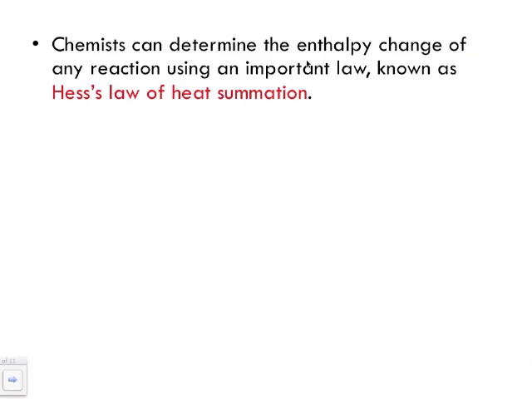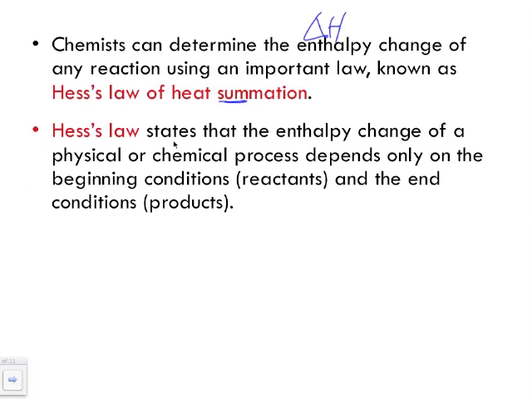Chemists can determine the enthalpy change, that delta H, as we've talked about, of any reaction using an important law known as Hess's Law of heat summation. Keyword here is summation, sum, as we're going to see in just a moment. Hess's law states that the enthalpy change of a physical or chemical process depends only on the beginning condition, the reactants, and the end conditions, which are your products.